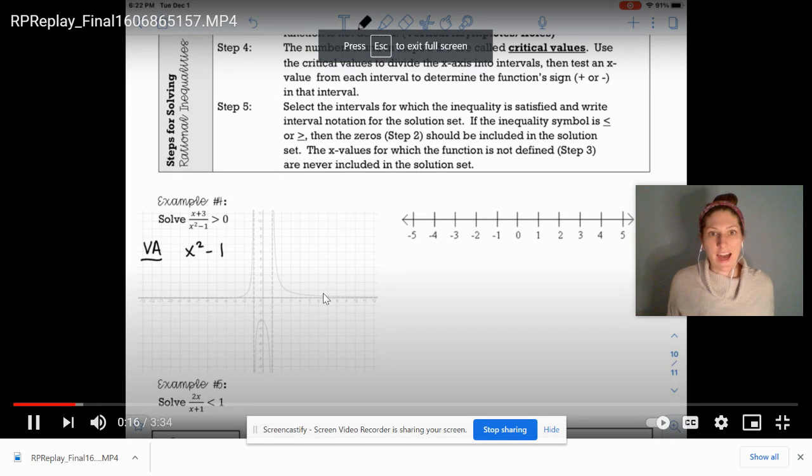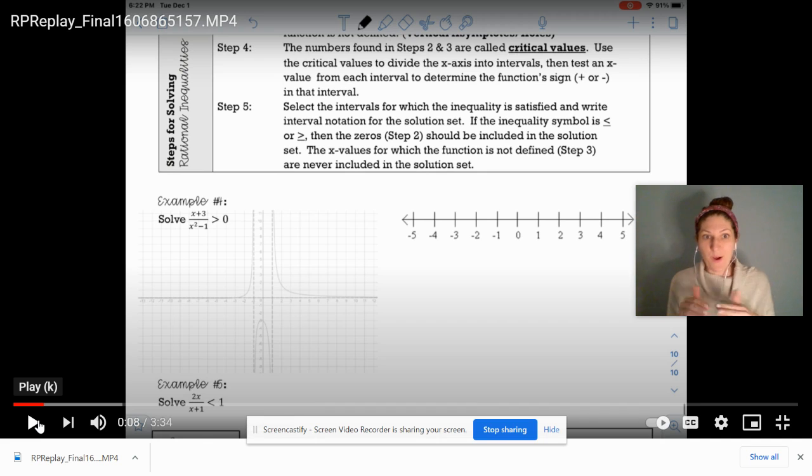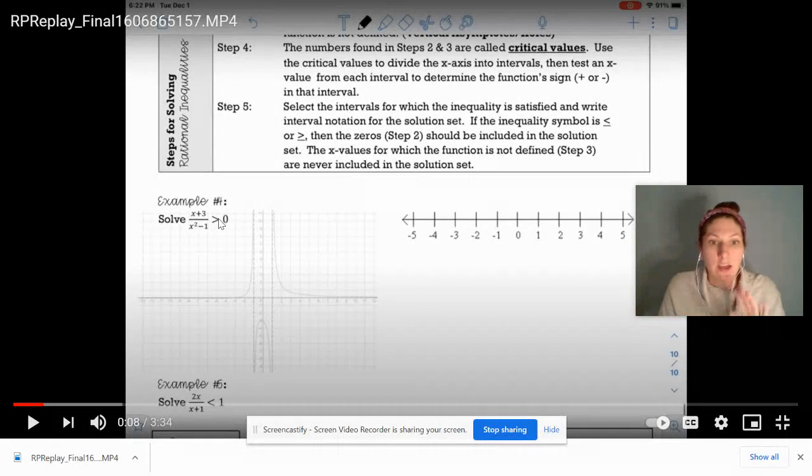All right, let's take a look at how you would solve these algebraically. The steps that you would follow are listed in your notes, so you can read through those. Step number 1 is to make sure that there is a 0 on one side of your inequality. So you want everything on one side. You have to check that first. So example number 4 is set to go.